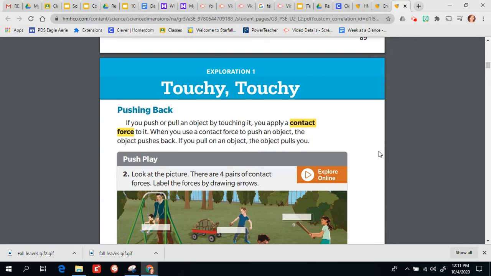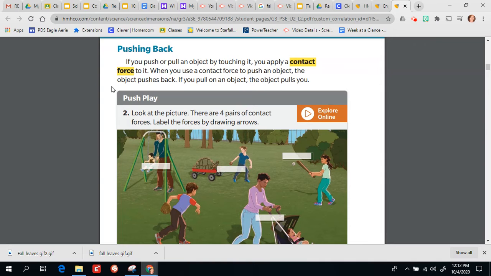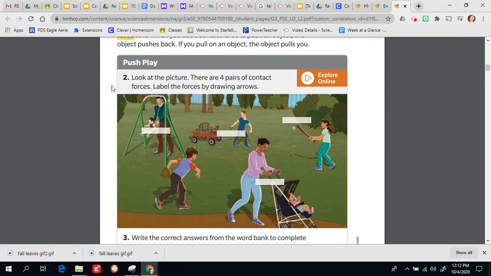All right, let's move on to page 90, Exploration 1, Touchy Touchy. Follow along with me as I read. Pushing back. If you push or pull an object by touching it, you apply a contact force to it. When you use a contact force to push an object, the object pushes back. If you pull on an object, the object pulls you. Let's look at number 2, push play.